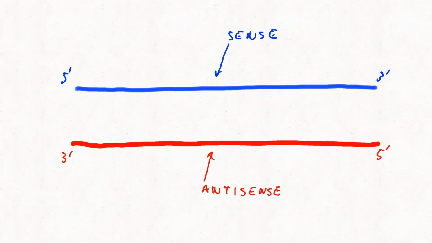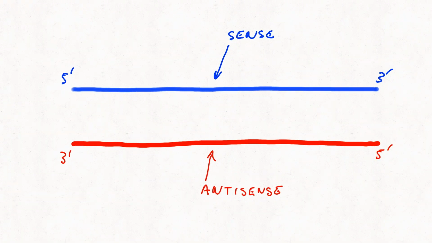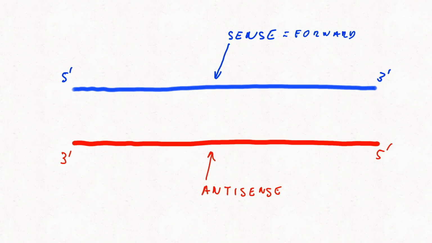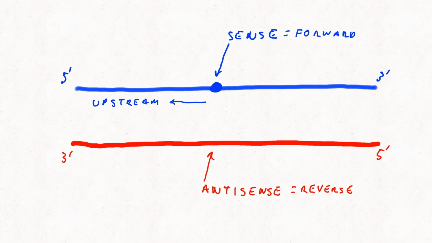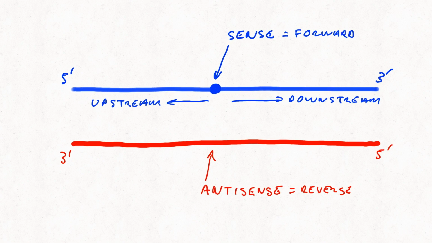To add a little more confusion to this, we sometimes refer to the sense strand as the forward strand and the antisense strand as the reverse strand. And finally, I must just mention streams. You will often hear terms like upstream and downstream used when people are talking about DNA or RNA. All that upstream means is in the direction of the 5' end from the point we're talking about, and downstream means towards the 3' end from the place we're talking about.